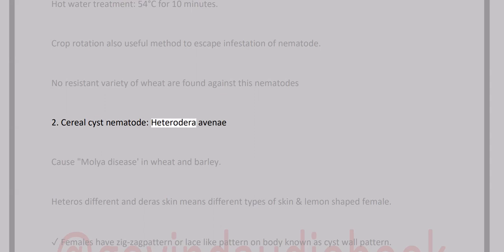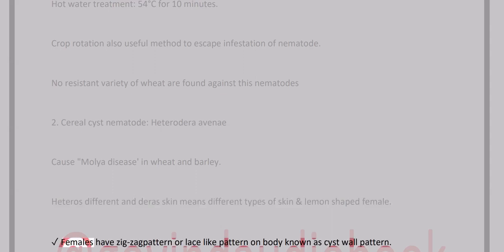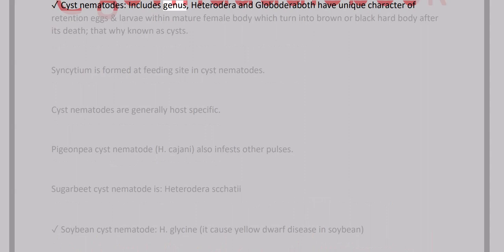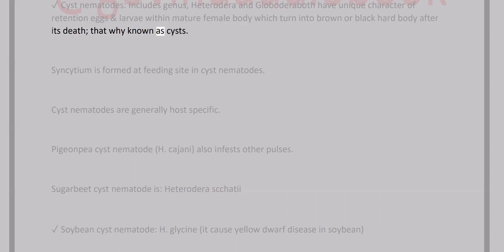Cereal cyst nematode, Heterodera avenae, causes molya disease in wheat and barley. Hetero means different and dera means skin, that is, different types of skin, and the female is lemon-shaped. Females have a zigzag or lace-like pattern on the body known as the cyst wall pattern. Cyst nematodes, including genera Heterodera and Globodera, have the unique character of retaining eggs and larvae within the mature female body, which turns into a brown or black hard body after its death; that is why they are known as cysts.